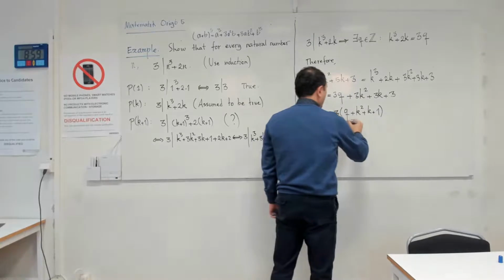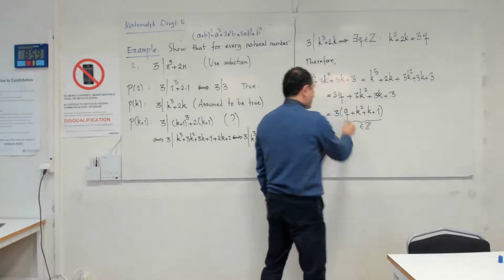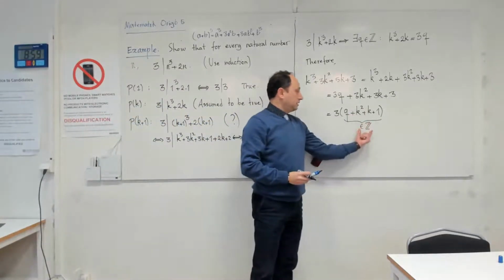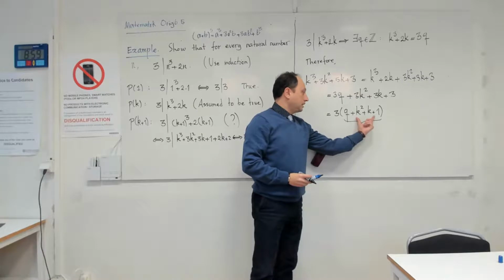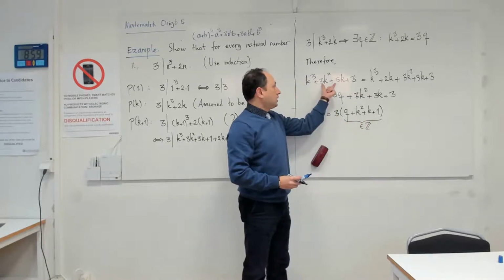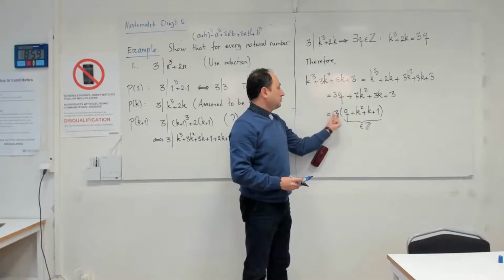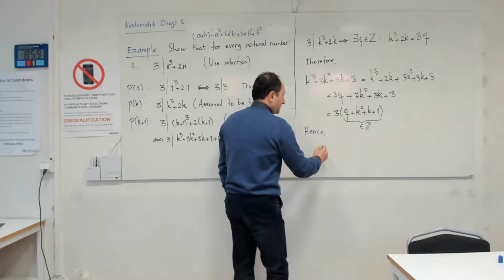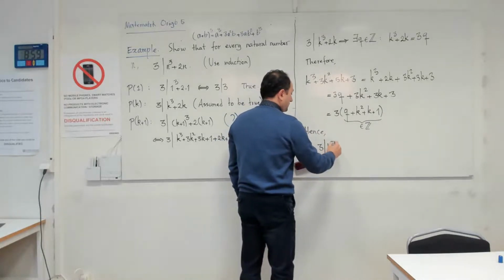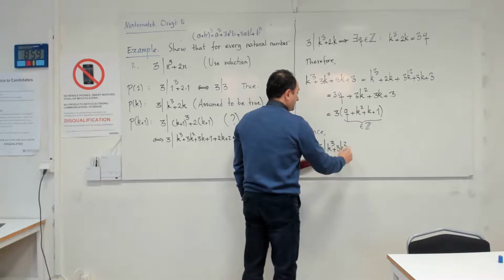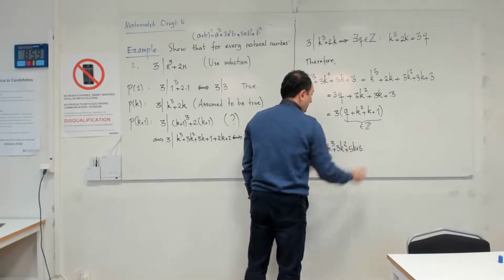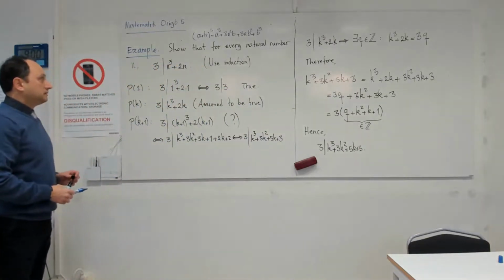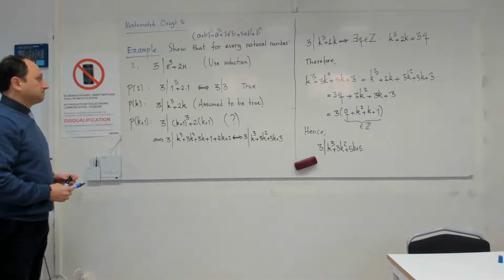And then this one is guaranteed to be an integer, yes? Because Q is an integer and K is a natural number. So this combination is definitely an integer, yes? And I have multiplied an integer by 3 and it is equal to my expression. So this means that this expression is a multiple of 3. So therefore, hence, we can get 3 divides K to the 3 plus 3K squared plus 5K plus 3. Yes? So that's also something that I want to mention.